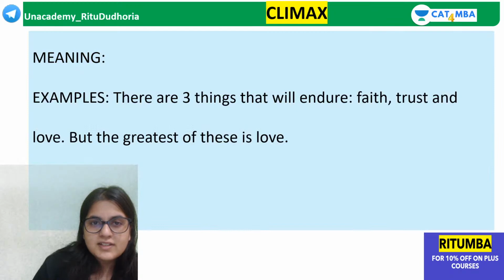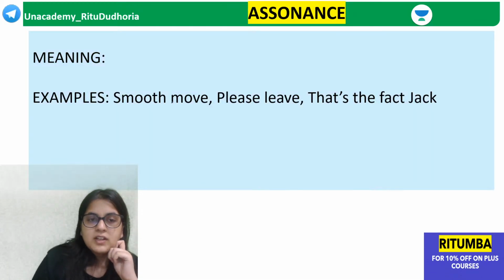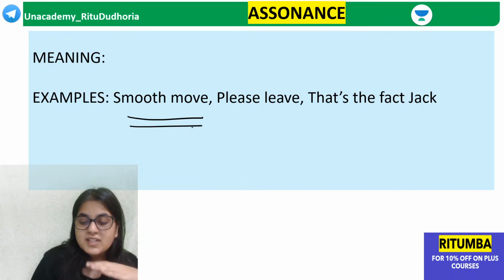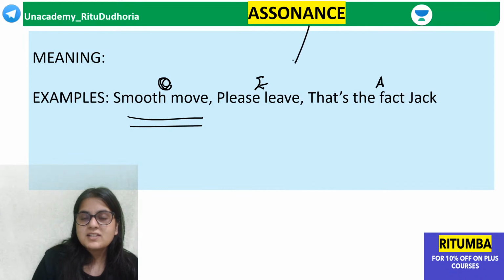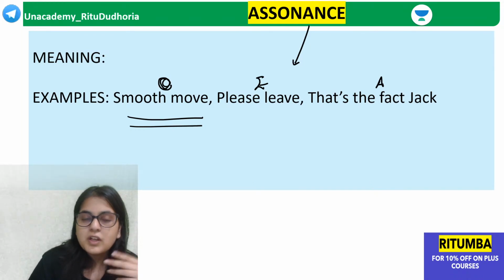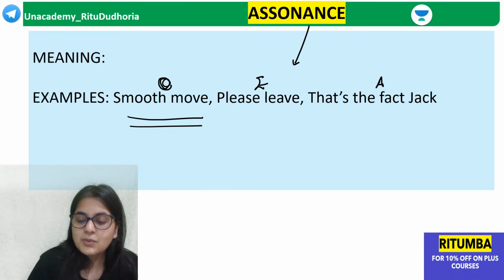Wait. Before we get to all this, look at assonance. Guys, can you tell me, smooth move? When you say smooth move, which sound is echoing? Which sound is being repeated? Which sound flows through it? When you say smooth move, can I say ooh, oh? Please leave. E. That's the fat jack. A. So this becomes an example of assonance. O, A. These are repetition of vowel sounds. So smooth move, O. Please leave, E. That's the fat jack, A. Now did you understand the difference?